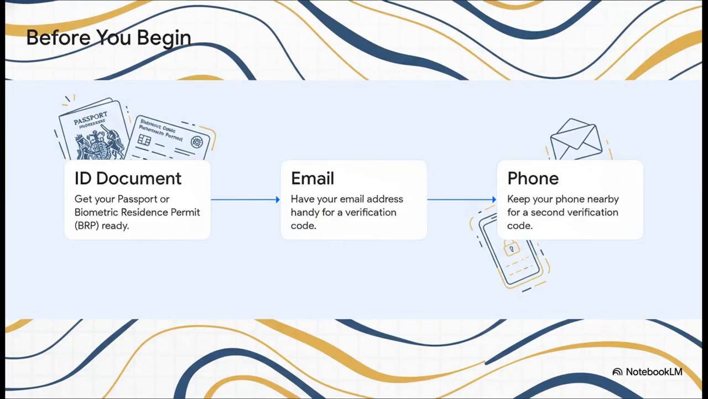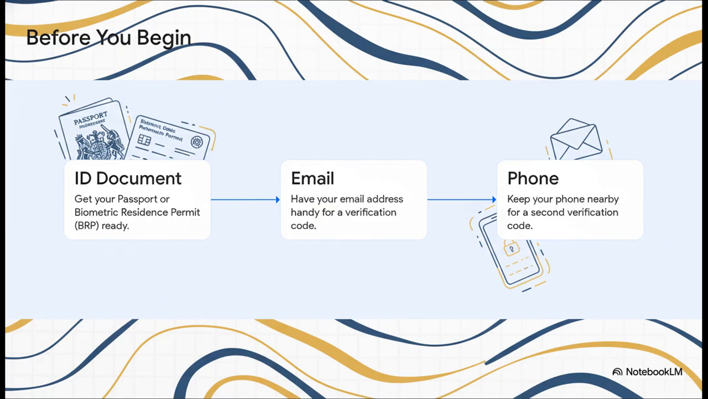Okay, before we actually start clicking buttons, let's get our ducks in a row to make this as smooth as possible. First, you're going to need your identity document, so either your passport or your biometric residence permit. You'll also need access to your email, and of course, have your phone nearby because you'll be getting some security codes sent to you. Got all that?